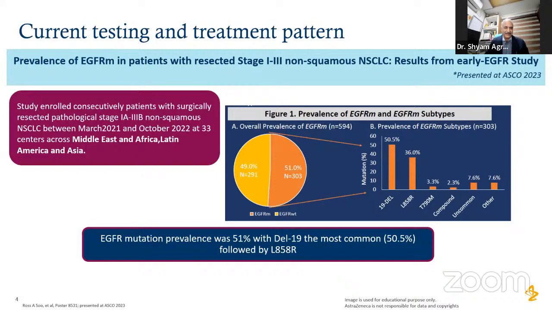So here we have our study, where surgically resected, pathologically stage 1A to 3B non-squamous NSCLC patients between March 21 and 22 across 33 centers in the Middle East, Asia, Africa, and Latin America. They found almost 50% EGFR mutated and EGFR wild type. Of the mutated ones, 50.5% were exon 19 deletion and 36% were L858R, and a very low percentage had T790M.